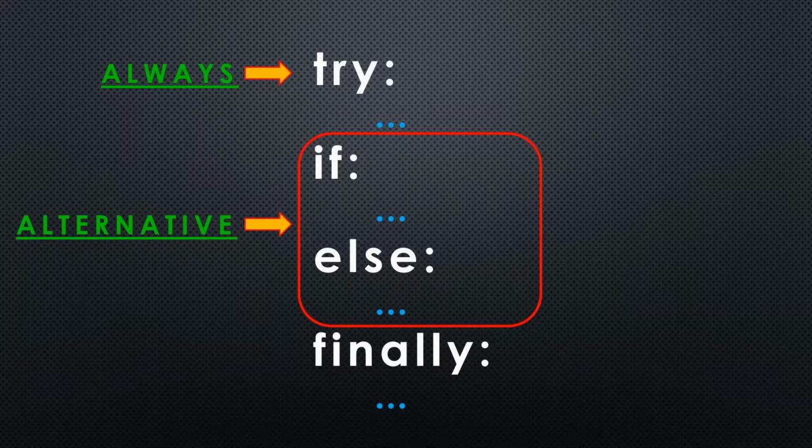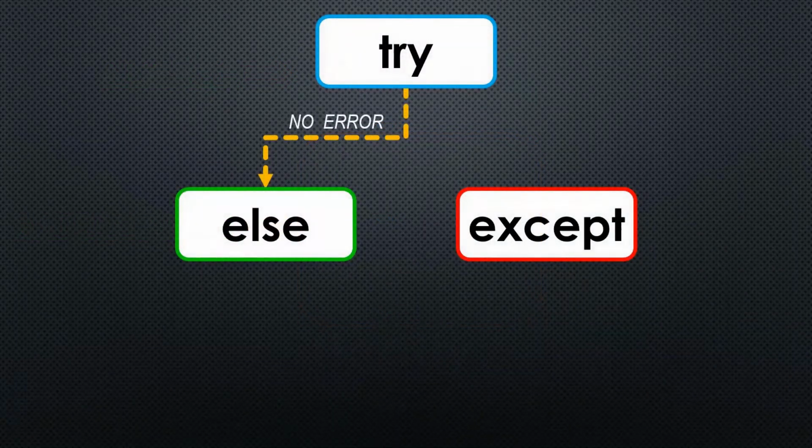For those of you who prefer a schematic representation, here is a quick diagram in which we can see that if the try command is successful and no errors are generated, then the else command is triggered. Alternatively, if the actions contained within the try statement generate any errors, then the except command is triggered instead.